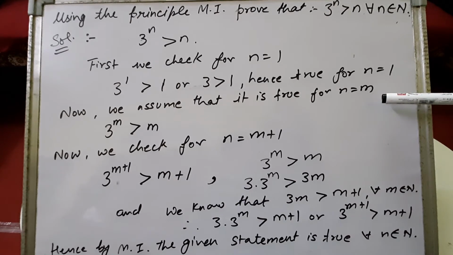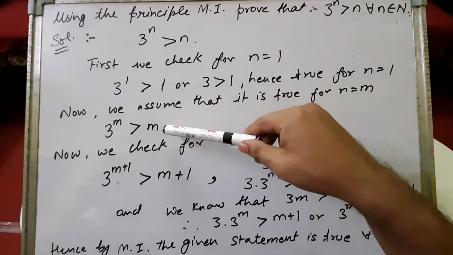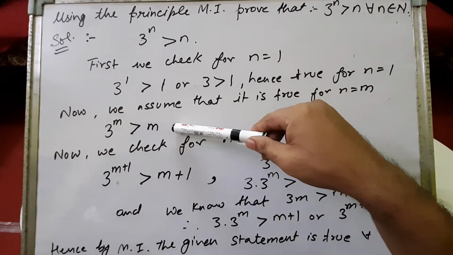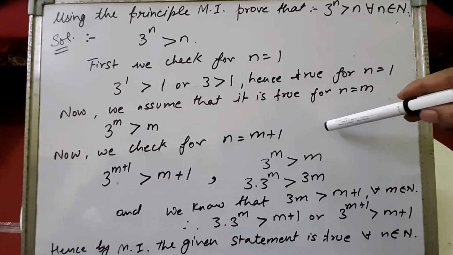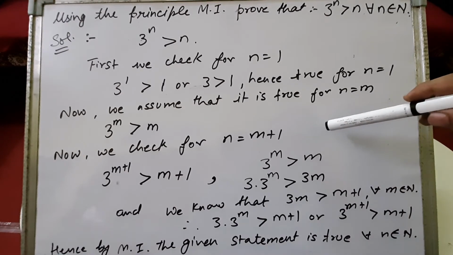Now, usually in every sum in mathematical induction, we assume that it is true for n equals m. That means we assume that 3 to the power m is greater than m. Now we have assumed that it is true for n equals m, and we have to prove that it is also true for n equals m plus 1.